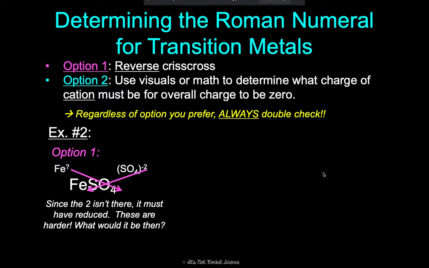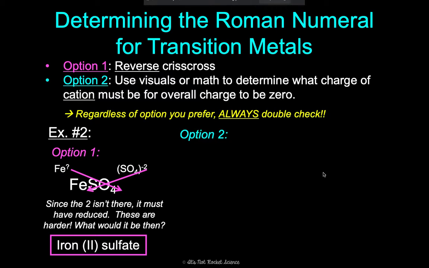So we can basically say that since the 2 isn't there on either side, it must have been reduced. So these are harder, but it would still be iron 2 sulfate. It's just thinking a little bit harder about what the charges would be, and thinking backwards in the sense of how you would get your charge.